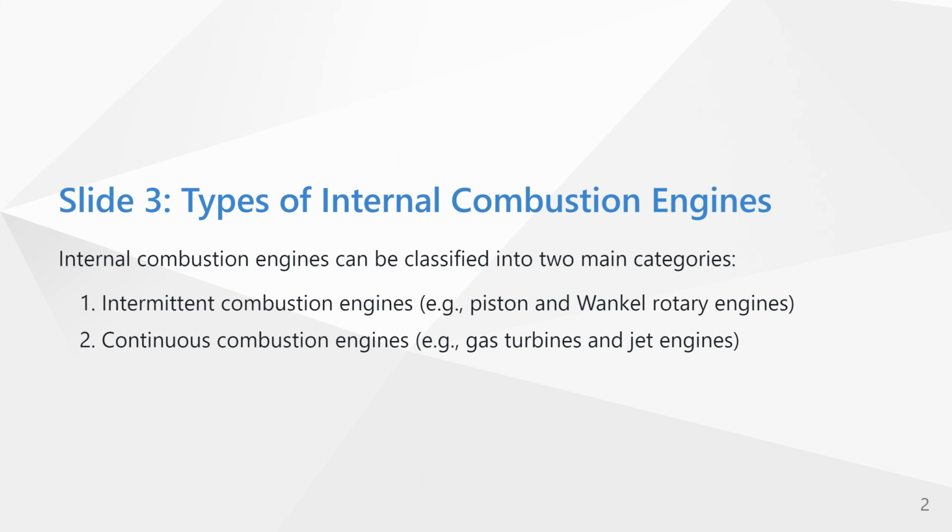Internal combustion engines are classified into two main categories. Firstly, we have intermittent combustion engines, which include piston and Wankel rotary engines that burn fuel at intervals to generate power. Secondly, we have continuous combustion engines, such as gas turbines and jet engines, where fuel is continuously burned to produce energy. These different types of engines offer varying levels of efficiency, performance, and application in various industries.